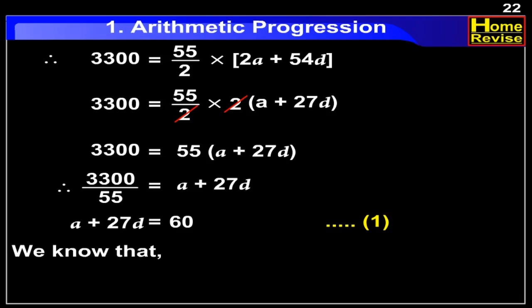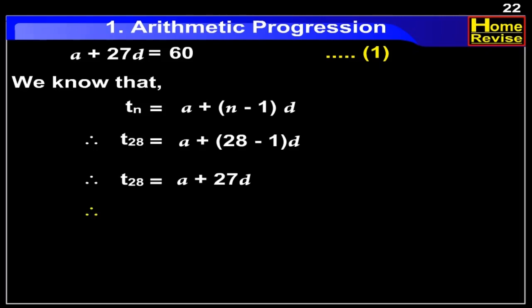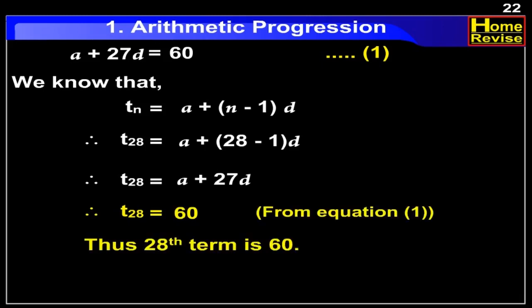We also know that Tn is equal to a plus n minus 1 into d. Therefore, T28 is equal to a plus 28 minus 1 into d. Therefore, T28 is equal to a plus 27d. From equation 1, we know that a plus 27d is equal to 60. Therefore, T28 is also equal to 60. Thus, the 20th term is 60.